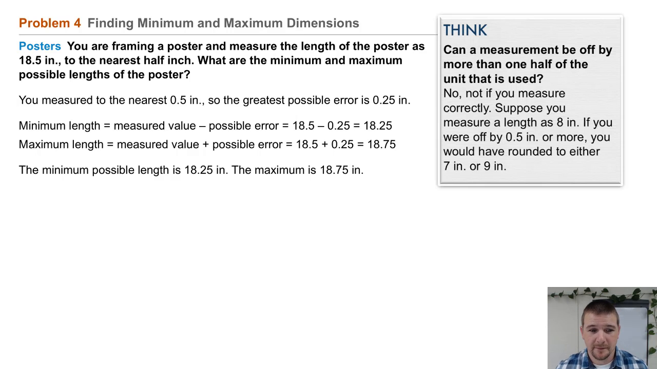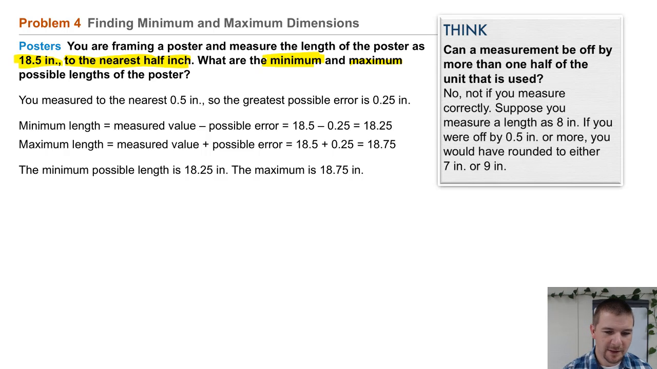Problem 4, finding minimum and maximum dimensions. And this one's about posters. You're framing a poster and measure the length of the poster as 18.5 inches to the nearest 1/2 inch. 18.5 inches, and you're measuring to the nearest 1/2 inch. That seems important. What are the minimum and maximum possible lengths of the poster? All right, well, we know we were measuring to the nearest 1/2 inch, so the greatest possible error is 0.25 inches.